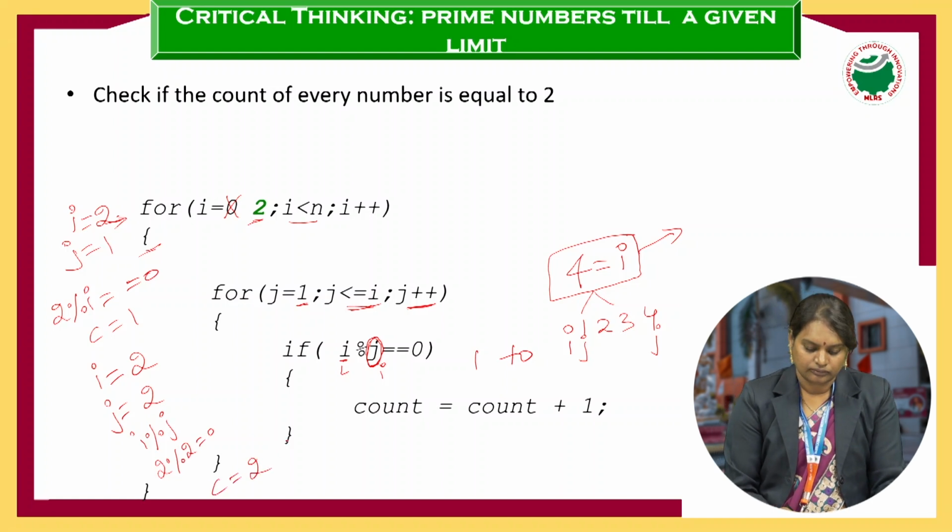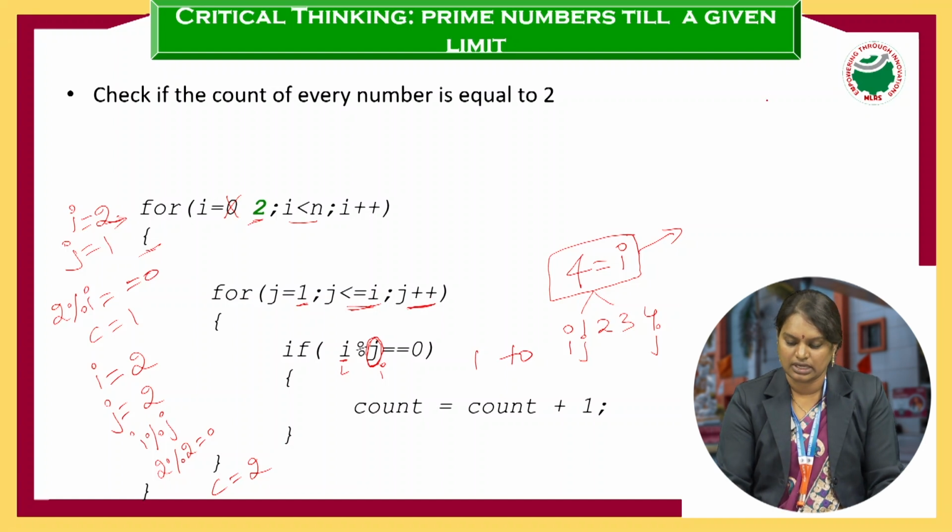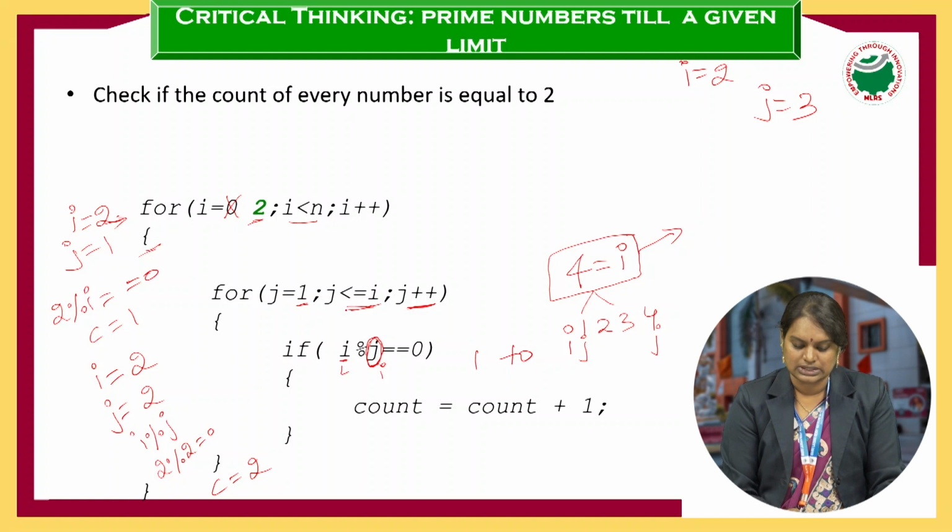So your count becomes 2 again. Next what happens? Again J gets incremented. Now your new J value is 3, right? And your existing I value is as it is. I is not getting changed, only J is getting changed. So J becomes 3. J less than or equal to I, that means 3 less than or equal to 2. No, the condition did not satisfy. So your cursor will not move into this for loop.